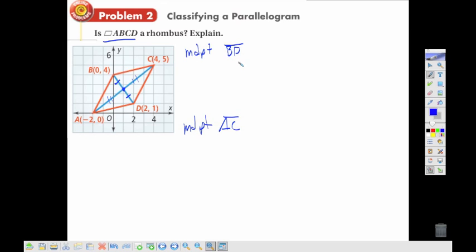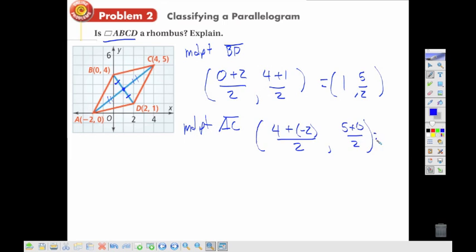We're checking to see if these two midpoints are the same, which gives us 1 and 5 over 2. For AC, we also get 1, 5 over 2, which confirms that these are bisecting each other at the same midpoint, and so this has to be a parallelogram.